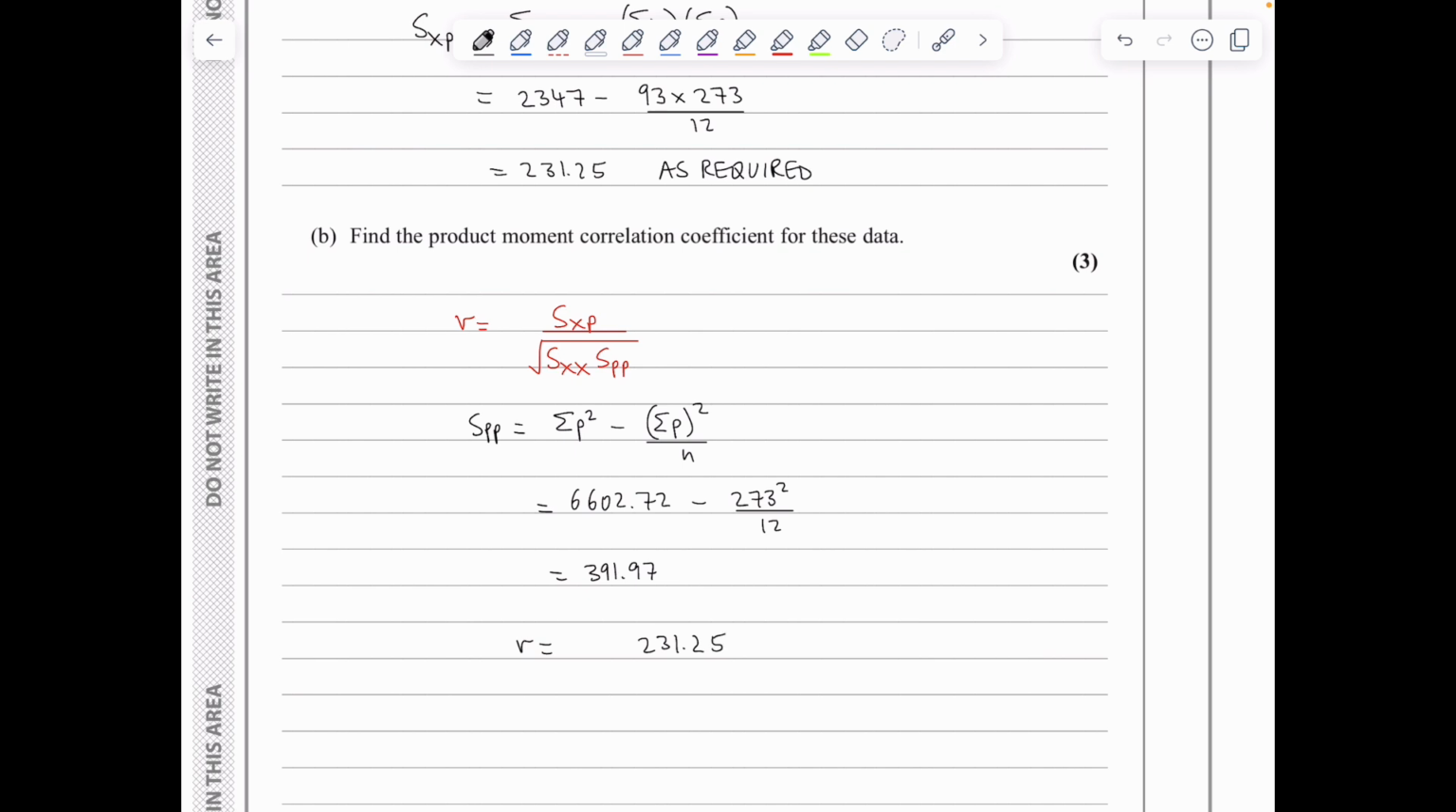and therefore the product moment correlation coefficient will be the 231.25, which we found in part A, over the square root of 148.25 times the 391.97, the SXX times the SPP, which gives an answer of 0.959, correct to 3 significant figures.